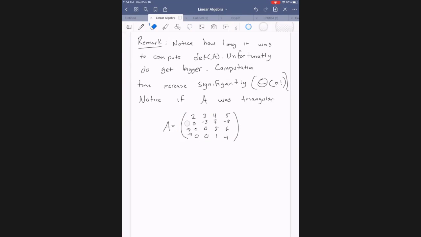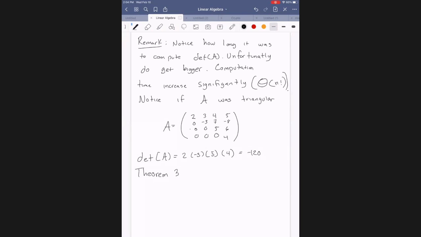So imagine this was triangular. Then all this mess we wouldn't have to deal with, because the determinant of this would just equal the product of the diagonal. So 2 times -3 times 5 times 4, right? You almost get it immediately. So that brings the next theorem, 3.12.